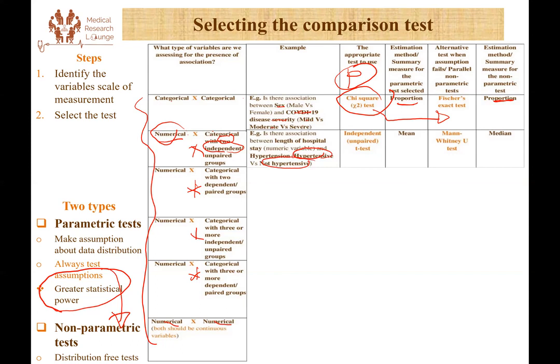Not only is it a categorical variable, but these two groups are completely different groups. They're not the same individuals before and after some exposure or before and after taking some medication or treatment. Rather, these are completely different groups: one group with hypertension, another group with no hypertension. So these are two independent groups. Then the proper test to use is an independent or unpaired t-test, and it has its own assumptions. Since it's a parametric test, when it fails, we use the parallel non-parametric test called the Mann-Whitney test. So this is how it goes.